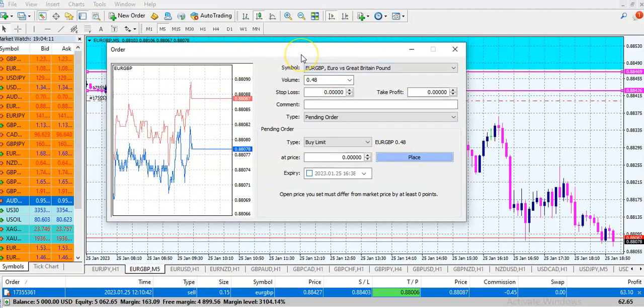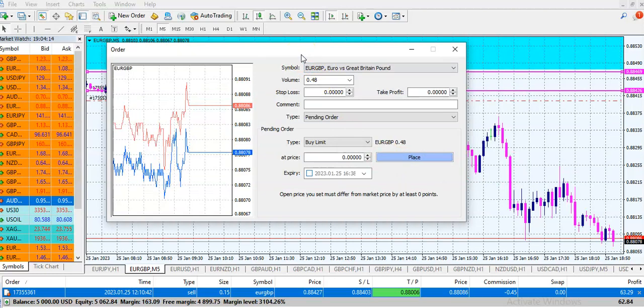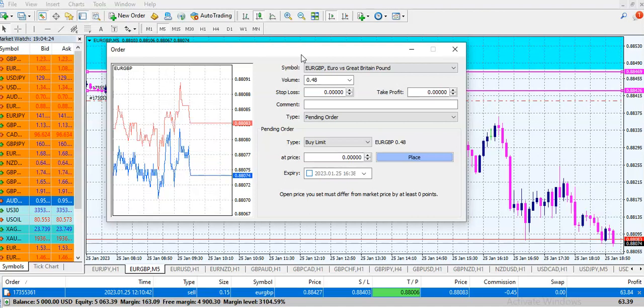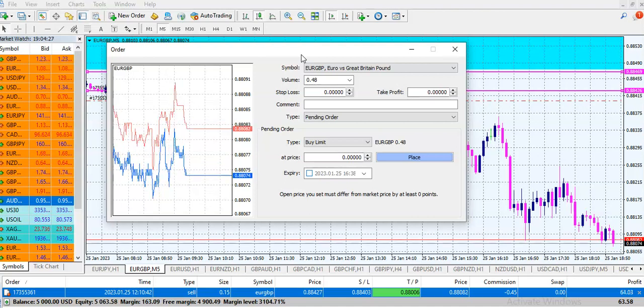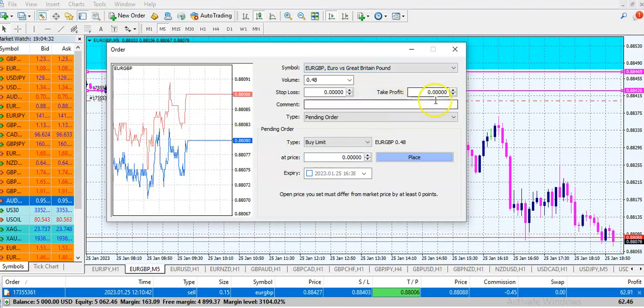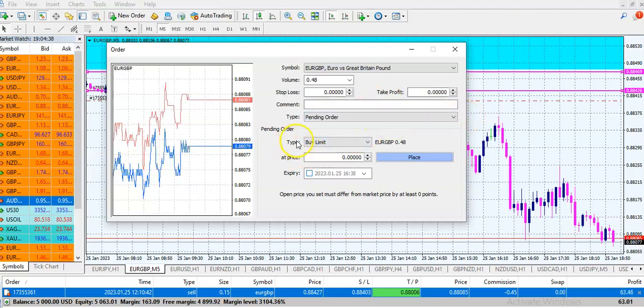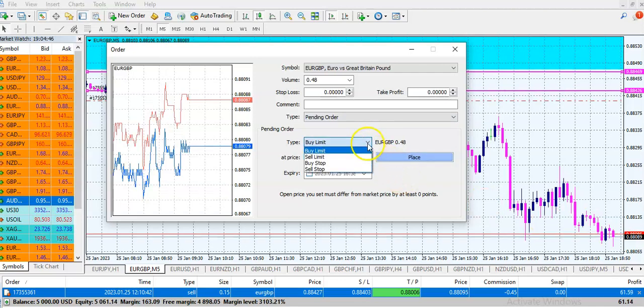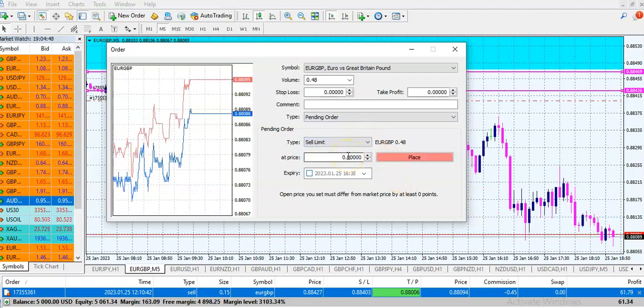Oftentimes your take profit is going to be at the next demand area. That should be where you're actually taking your profits. The final profit is being taken at that particular area. So yes, that's about take profit, and of course it's going to be a pending order. So what type of pending order is it going to be? Is it going to be buy limit? No, we are selling this because we're expecting price to fall. So we change that to sell limit.